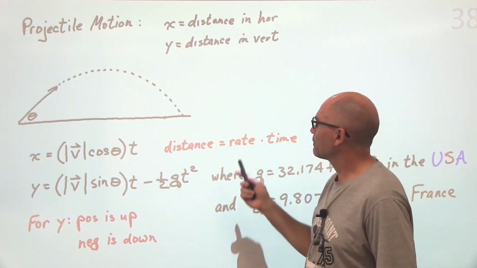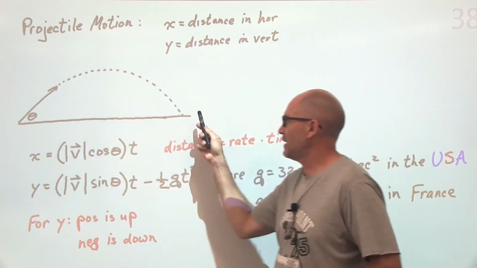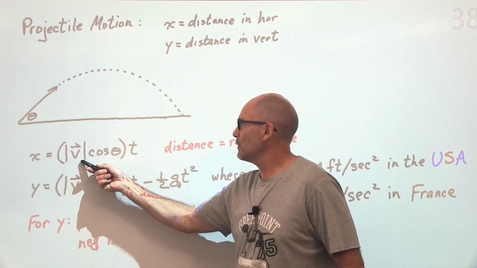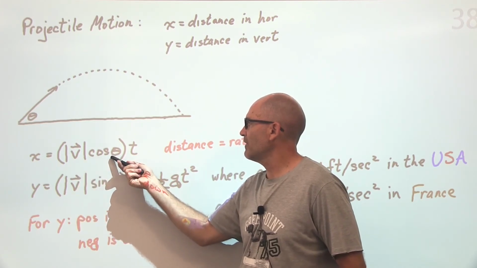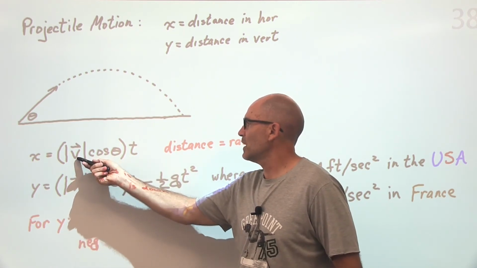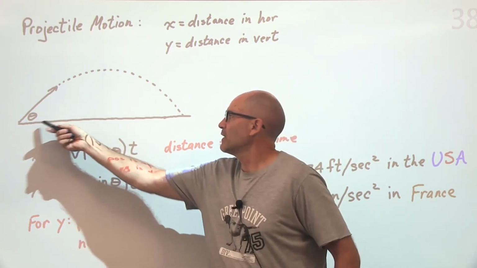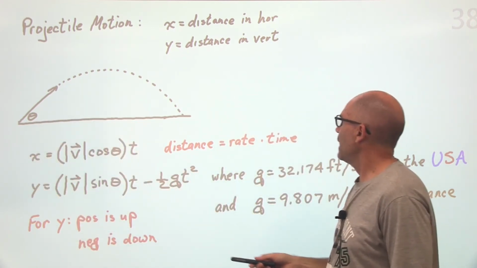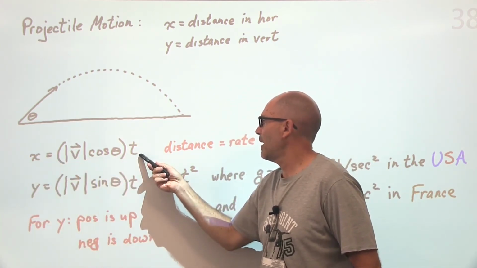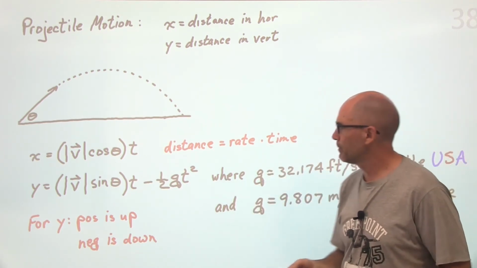All right, parabolic motion. First thing, we look at our x distance. Well, x equals the magnitude of velocity times cosine of the angle times time. Well, let's look at magnitude of velocity. That's just your velocity times cosine of the angle. Well, that's your x distance. So basically, what we're saying is distance equals rate times time. Distance equals rate times time. We've had that since Algebra 1.